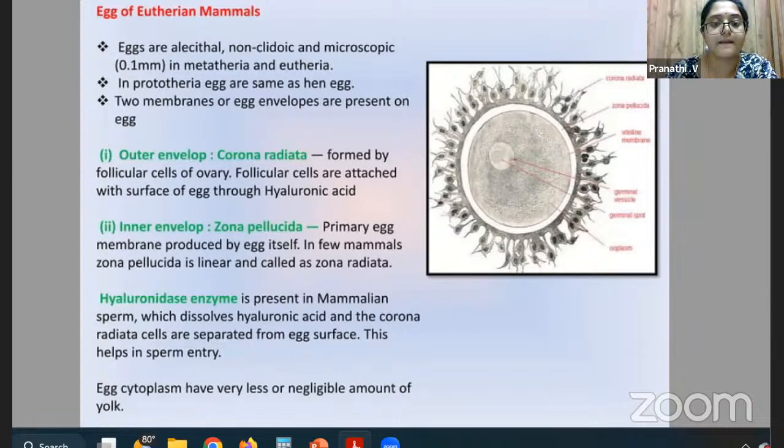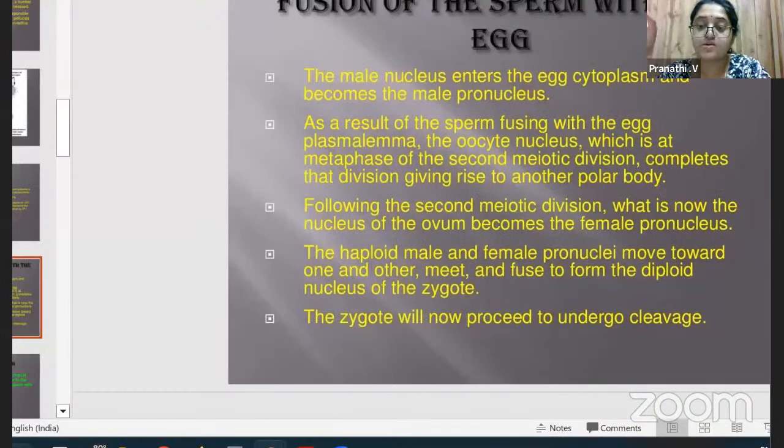So whenever fertilization is taking place, we have to see that the formation of the diploid set of chromosomes is there, and at the same time the determination of the chromosomal gender is taking place, and that there is proper cleavage division for the embryogenesis. So for this there are a few criteria that have to be followed.